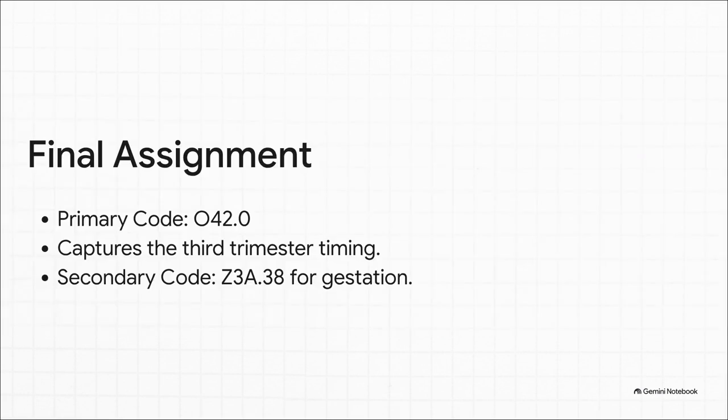So the final, completely compliant code assignment is O42.0, premature rupture of membranes, onset of labor within 24 hours. And because she's at 38 weeks, this automatically captures the third trimester timing. We pair that with Z3A.38 for the 38 weeks gestation. Together, those two codes perfectly capture the clinical reality.